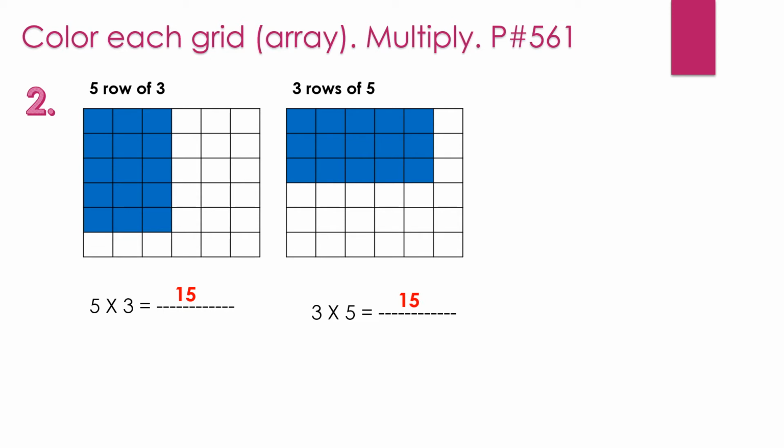So when I change the order between the factors, the product stays the same, but be careful again, the drawing or the coloring will not be the same. It's different. In the first one, I have 5 rows in each 3. The second one, I have 3 rows in each 5.